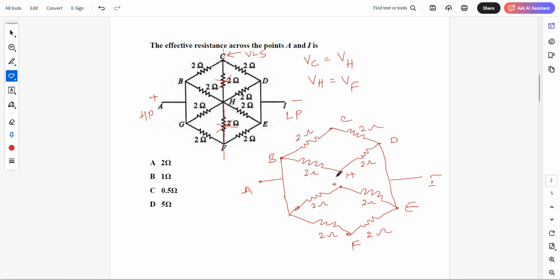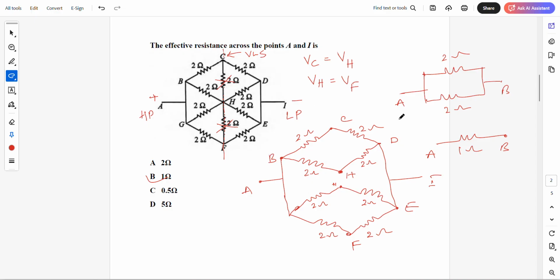Okay, 4 ohm in parallel with 4 ohm is how much? 4 ohm in parallel with 4 ohm is 2 ohm. Again 4 ohm and 4 ohm in parallel, how much? 2 ohm. What is the resistance between A and B? 4 ohm in parallel with 4 ohm is 2 ohm. 2 ohm, 2 ohm, just in 45 seconds we can solve this sum. 1 ohm is the right answer.